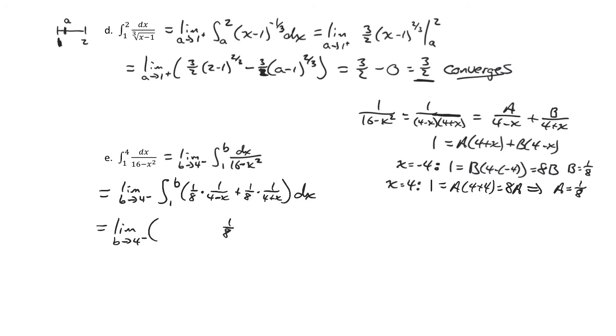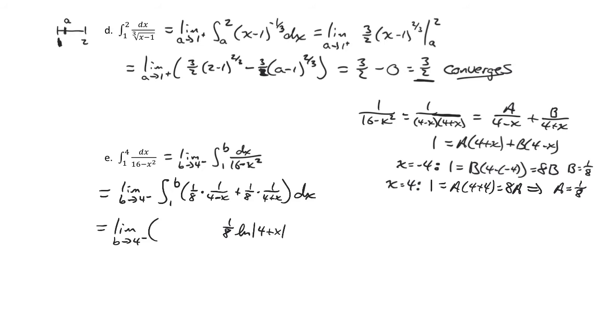It feels like it should be the natural log of the absolute value of 4 plus x. Now I want to check that. If I take the derivative of the natural log of 4 plus x, it's 1 over 4 plus x times the derivative of 4 plus x, which is 1. So the extra factor of 1 from the chain rule does not affect things.